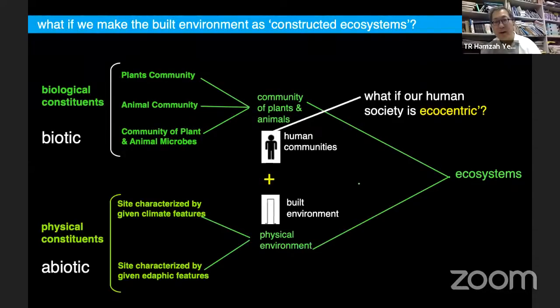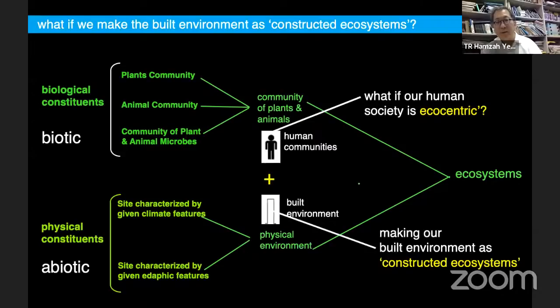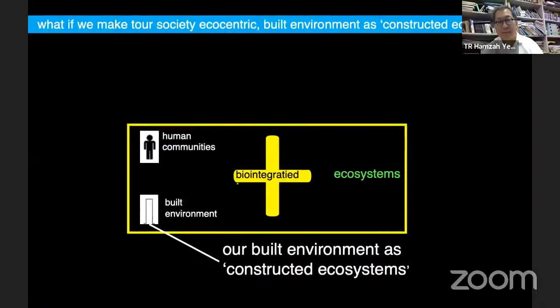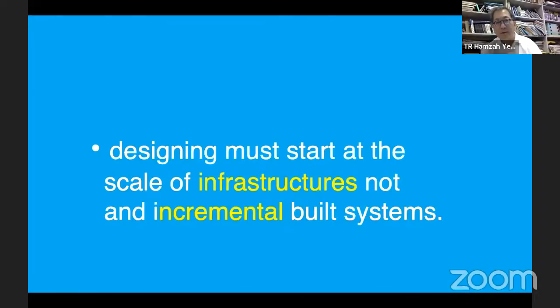And at the same time, our human society is ecocentric, that everything that we do relates to have minimal impact on the natural environment. And so together with these two principles, that is the basis for ecological design. And so that's the third principle, to design our built systems to be like ecosystems. That's what I call constructed ecosystems, means human-made ecosystems. And to be able to integrate these together, then that is the ideal condition.